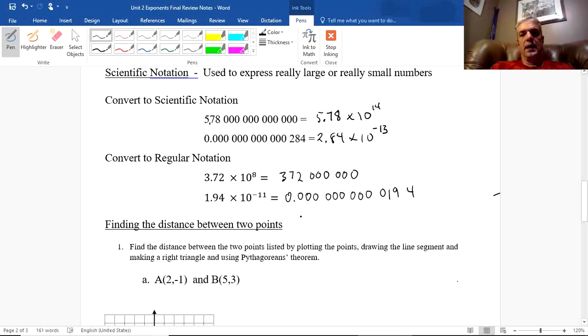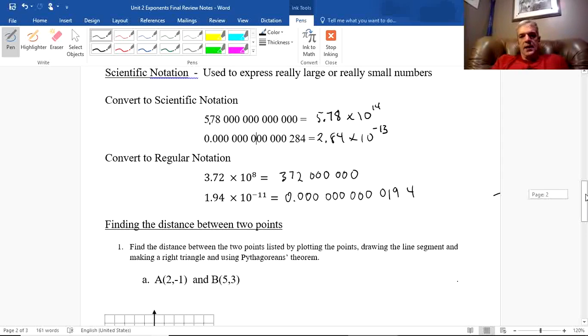And I can just double check and go 3, 6, 9, 10, 11 would bring my decimal place to after the 1 and between the 1 and the 9. And so that's correct. I can do a double check on the last one as well. Go 2, 3, 4, 5, 6, 7, 8. And I have 8 decimal places just to confirm. All right, so that's scientific notation. We did a little bit of work on that.